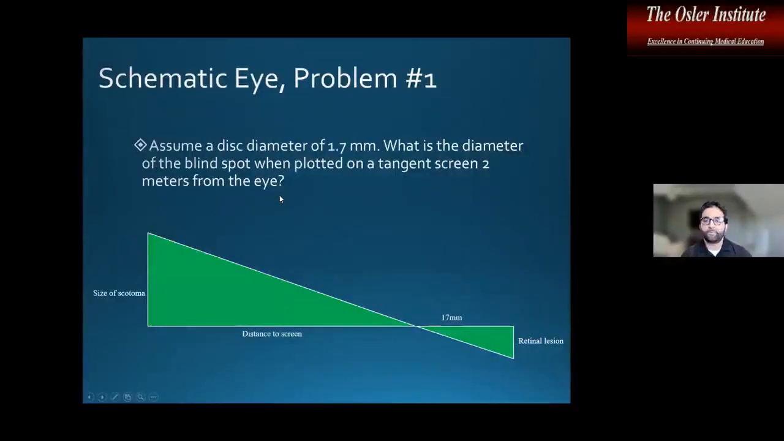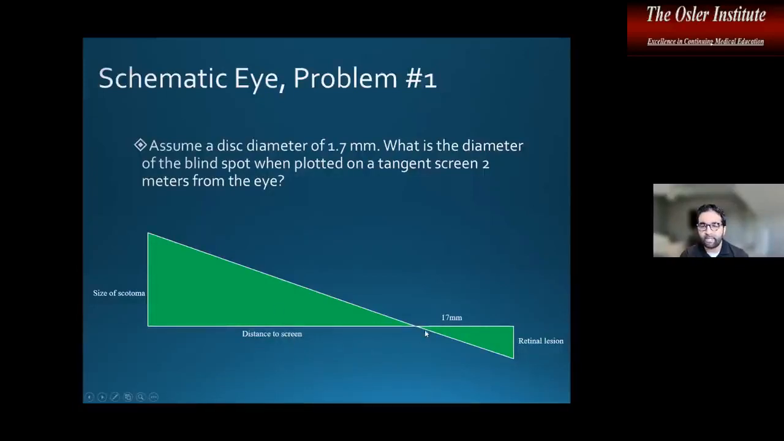Okay, so let's do a sample problem here. Assume a disc diameter of 1.7 millimeters. What is the diameter of the blind spot when measured on a tangent screen 2 meters from the eye? So we know 17, that's given, that we've memorized. They've given this 1.7, so they've given us this number over here, whatever's on the retina. And then the diameter of the blind spot is what they want us to calculate, which is this value over here. And they've given us this 2 meters.